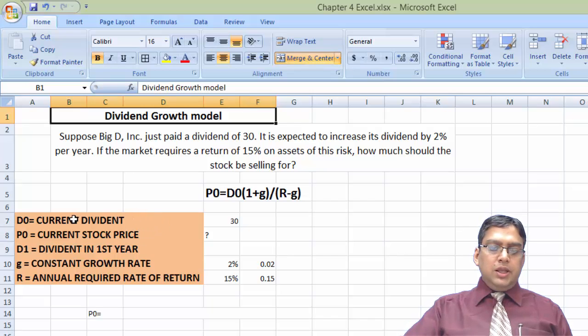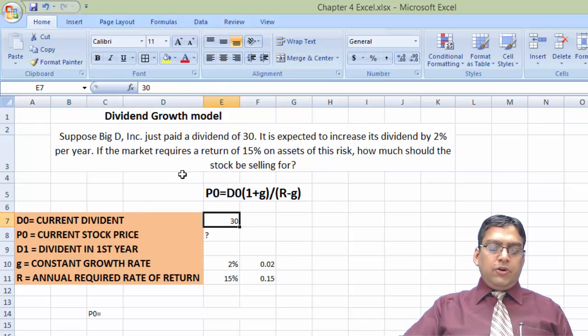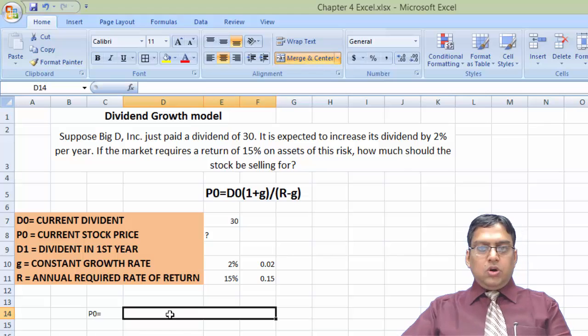Here D0 is mentioned, that is 30. We can find P0. G, constant growth rate, is 2%, and annual required rate of return, that is RRR, is 15%. 2% means 0.02 and 15% means 0.15. We can find P0, that means current stock price.